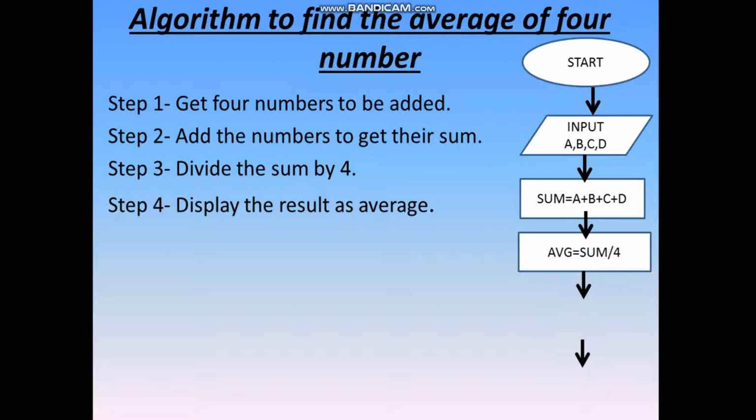Then we will find the average. Average निकालने के लिए what we need to do, we will divide the sum by 4. So this is the input box, this is the processing, this is also processing, this is now output. Here display average, here we will get the average.